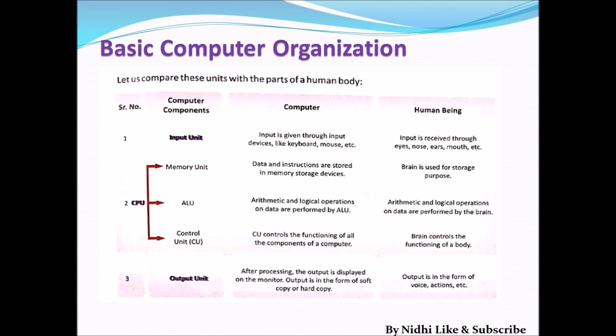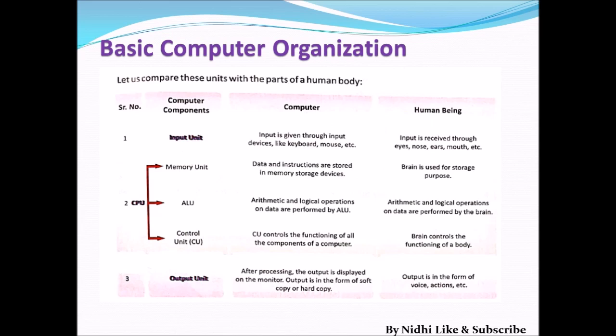Okay, memory unit in human being: the brain is the storage place. Similarly in computer, data and instructions are stored in memory storage devices. And we perform calculations and logical operations in our brain itself. Similarly CPU is known as the brain of the computer, where arithmetic and logical operations are performed, and the brain also controls the functions of our body. Similarly in computer, the control unit controls the functioning of all the components of a computer.